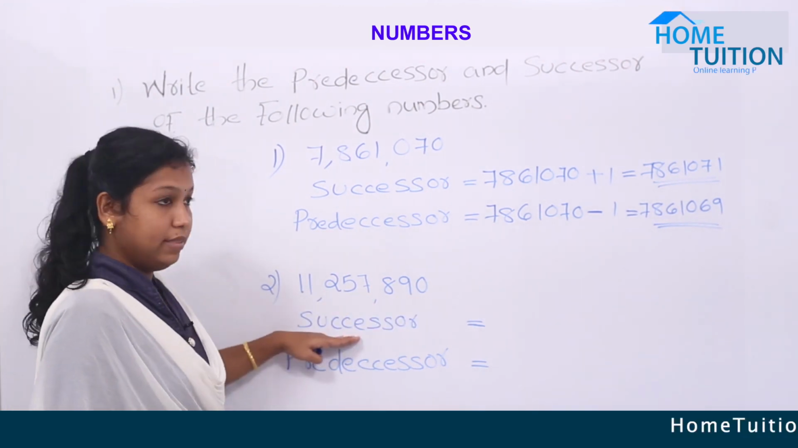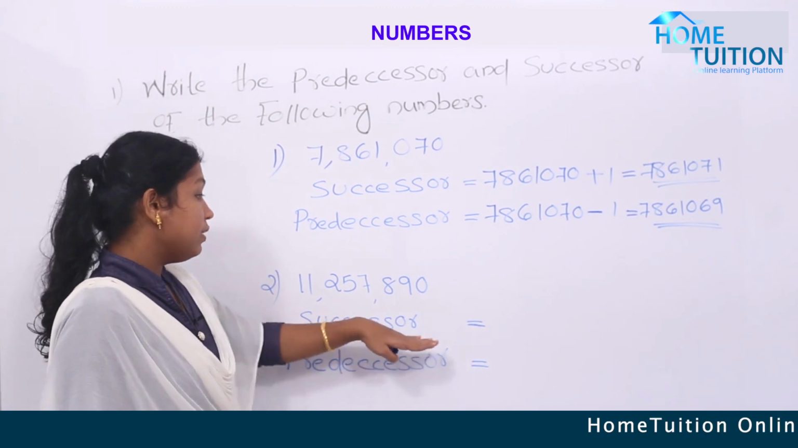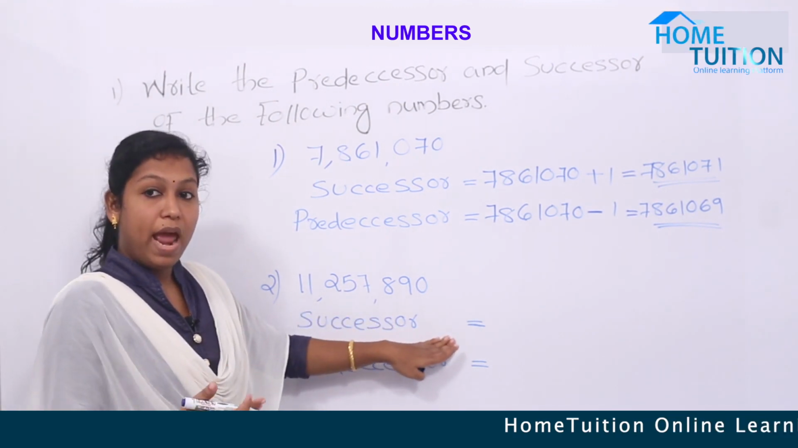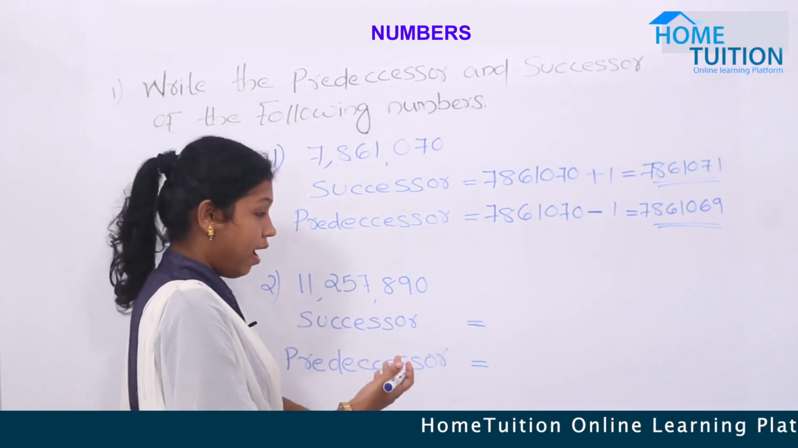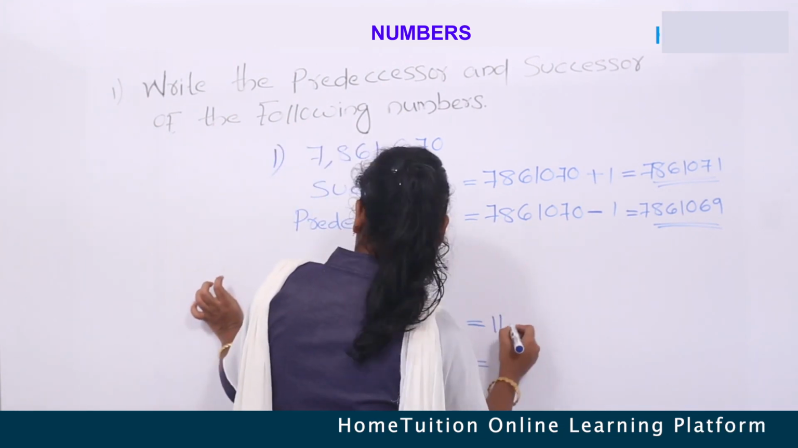Next number, question number 2, 1,57,890. The successor: we all know the successor is plus 1, add 1 to the number. So we add 1 to the number.